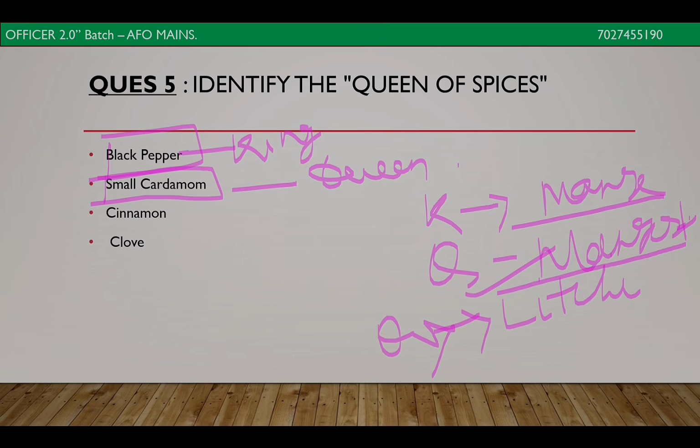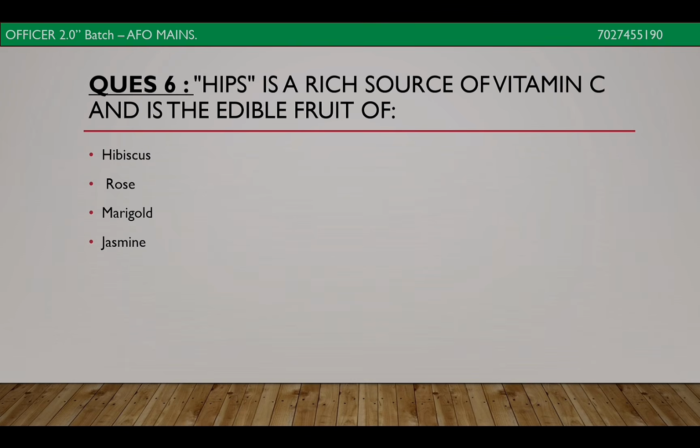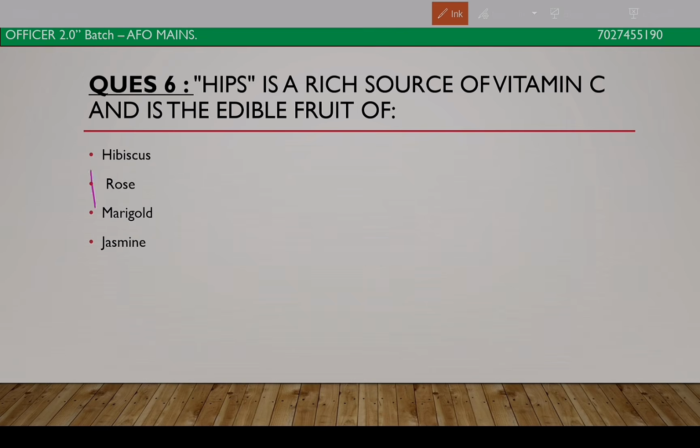Okay. Now next question. Hips are a rich source of vitamin C and edible fruit of which crop? Hips are generally called the fruit of rose. Okay. And also the fruit is not a true fruit, it is an accessory fruit, means false fruit.